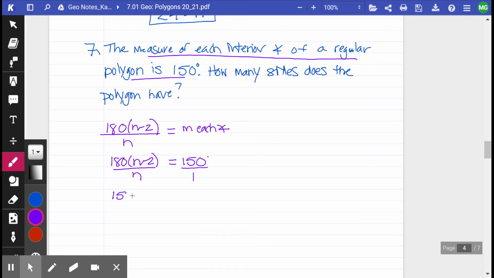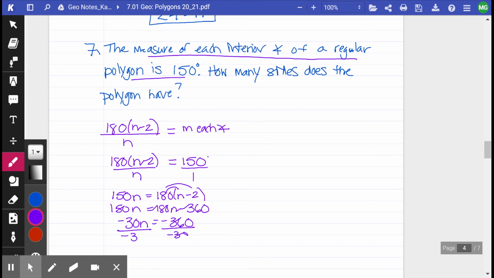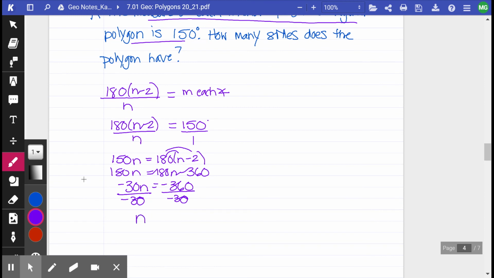All right, so if I cross multiply, I get 150n equals 180 times n minus 2 times 1, so nothing changes there. Now I'm going to distribute my 180, so I get 180n minus 360. And combine my like terms, so I'll subtract over the 180n to get negative 30n equals negative 360. Divide both sides by negative 30. And the number of sides would be 12.